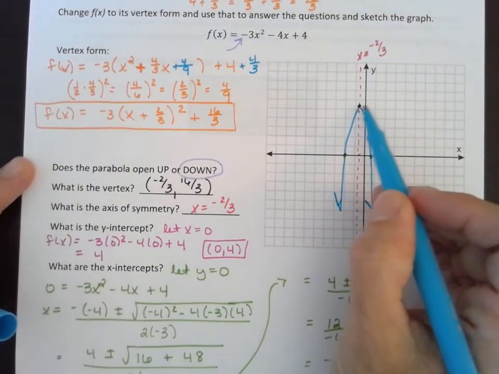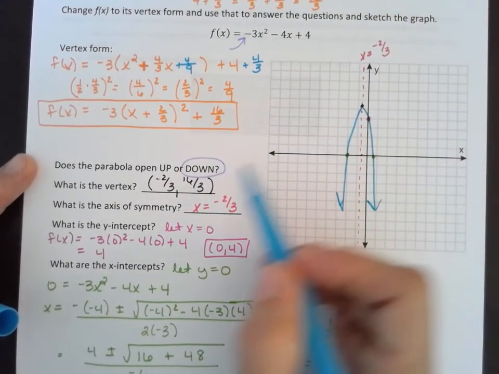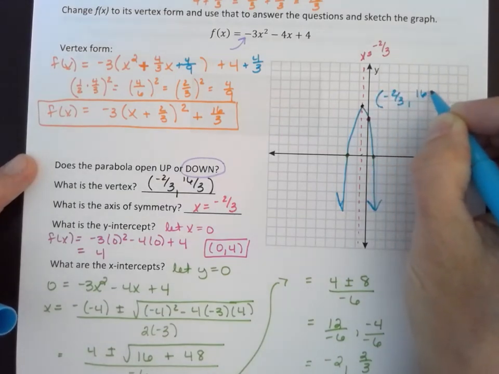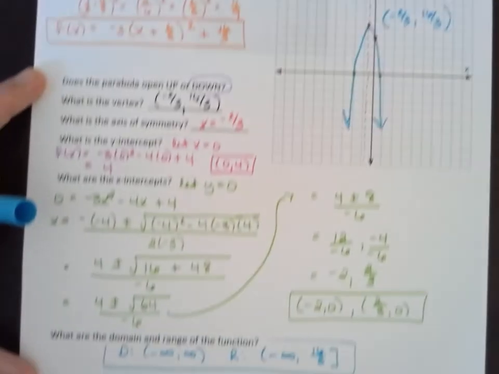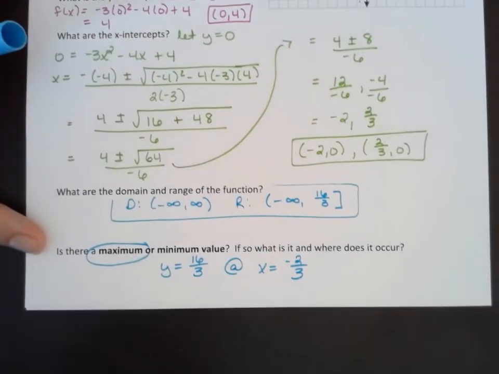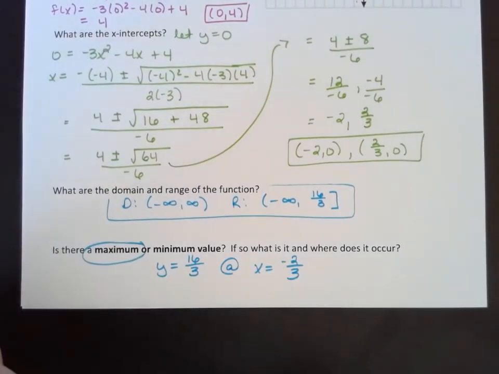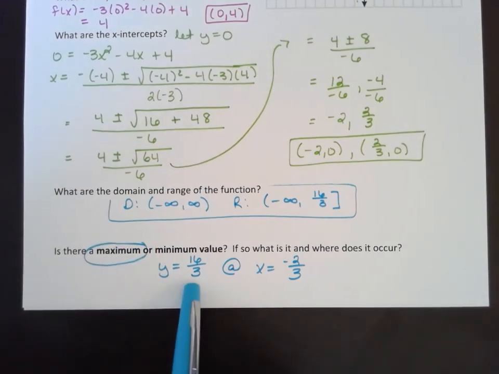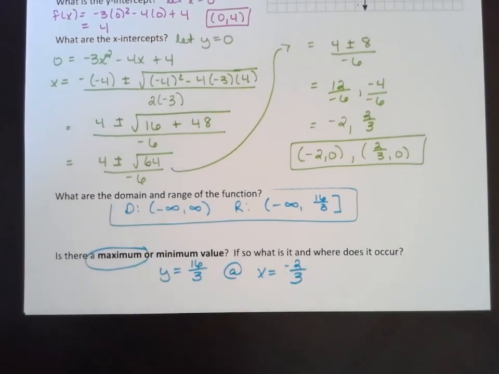That maximum is whatever the y value is. The y value is 16/3, right? So the maximum value is y equals 16/3, and it occurs at x equals -2/3. That's how you would answer that question. Didn't realize I was off the screen. Sorry about that. So the maximum value is y equals 16/3, and it happens at x equals -2/3.